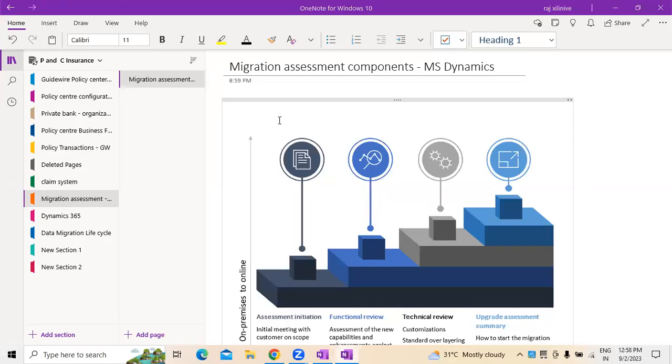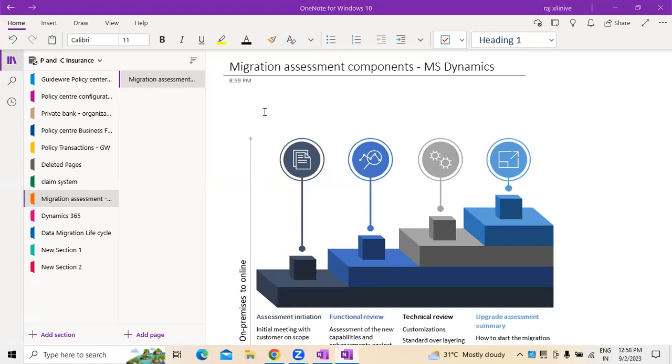Hi, in today's video, we are going to discuss migration assessment components in reference to the Microsoft Dynamics application. As we all know, Microsoft Dynamics is a CRM application which is used at regular intervals when we are working on CRM processes.